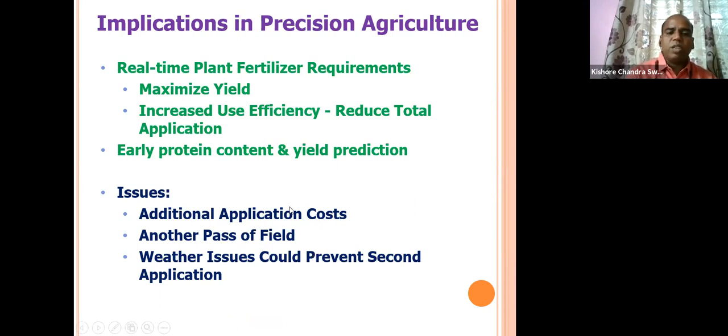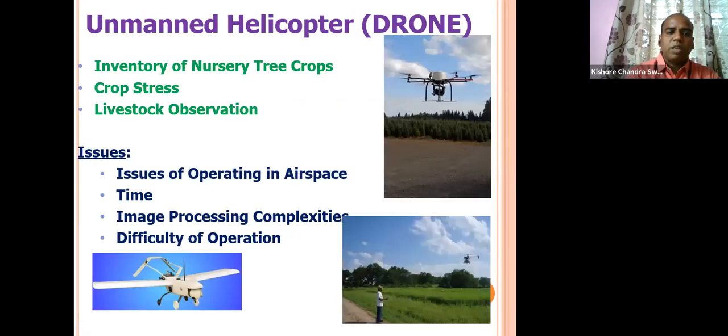There are issues, like we have some additional cost. It should be a group interest that they do precision agriculture, not like one field is doing it and the neighbor field is not doing it. Those things we have to take care of to have better precision agriculture adoption.